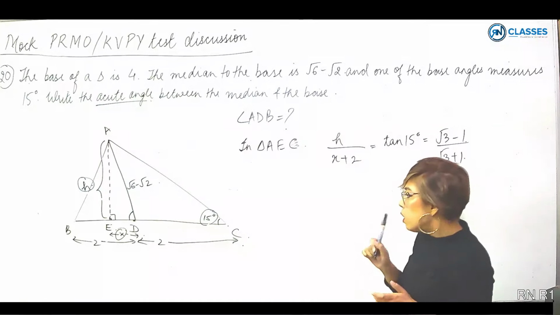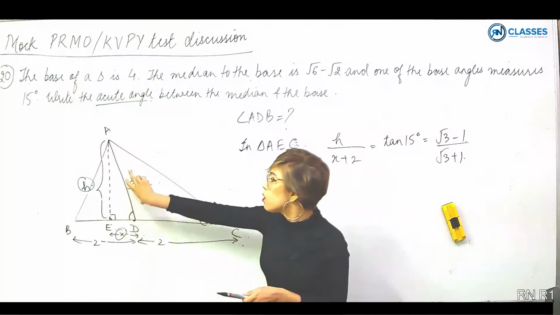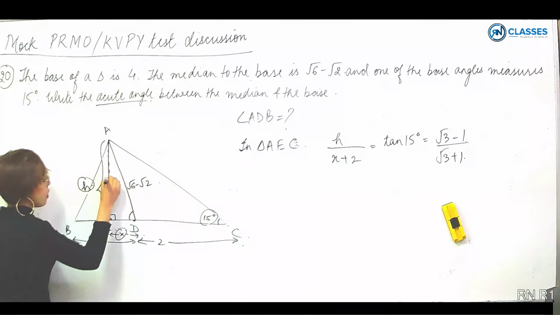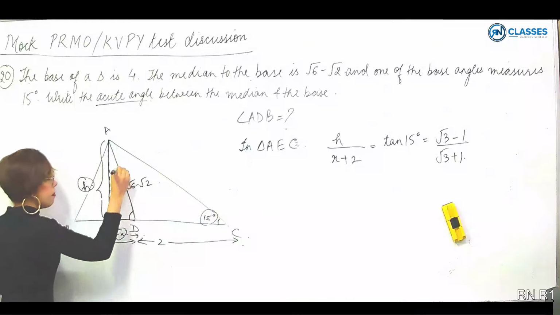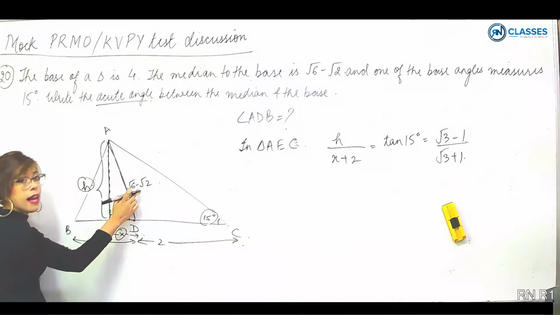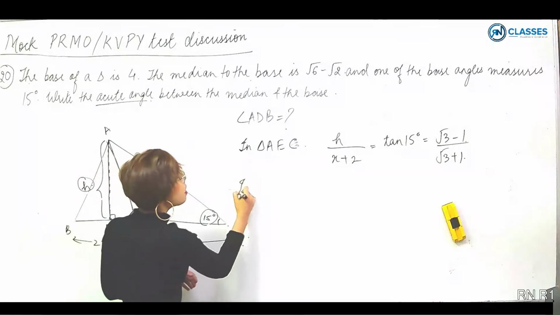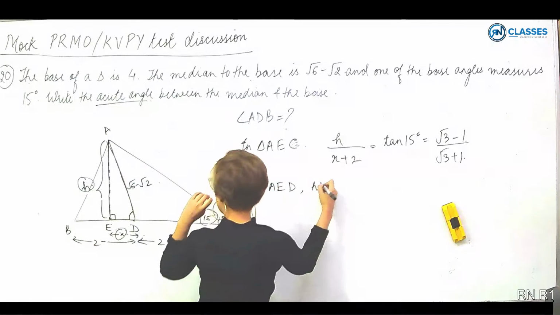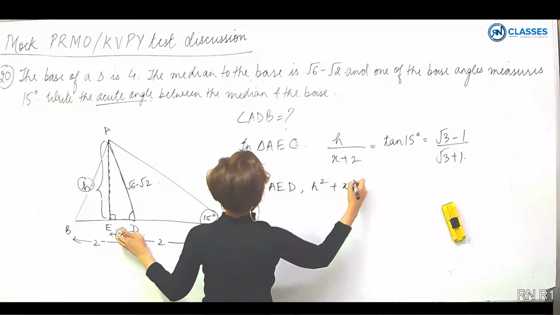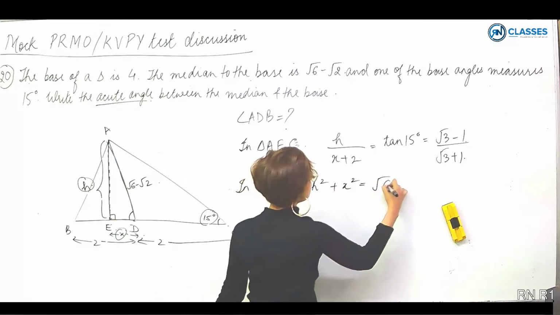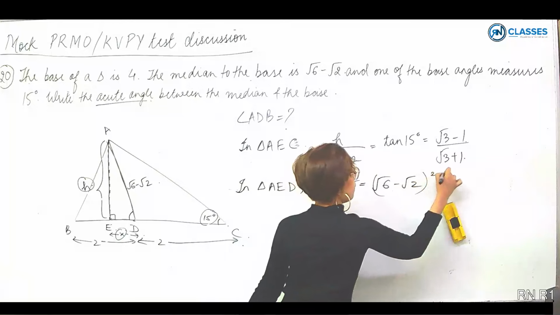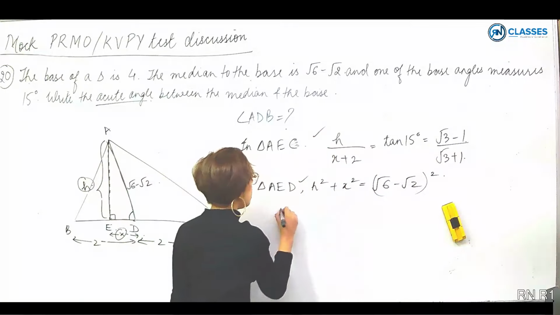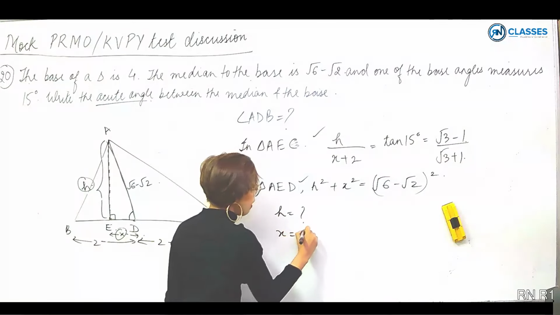Cool? Right? Another relation I need. Also, I have to make use of the fact that this is root 6 minus root 2. So, I will go to this triangle, triangle AED. H is here, X is here, this length is given, so I can apply Pythagoras. In triangle AED, I can write h square plus x square is equal to root 6 minus root 2 whole square. Using these two equations, you can easily find the value of x.